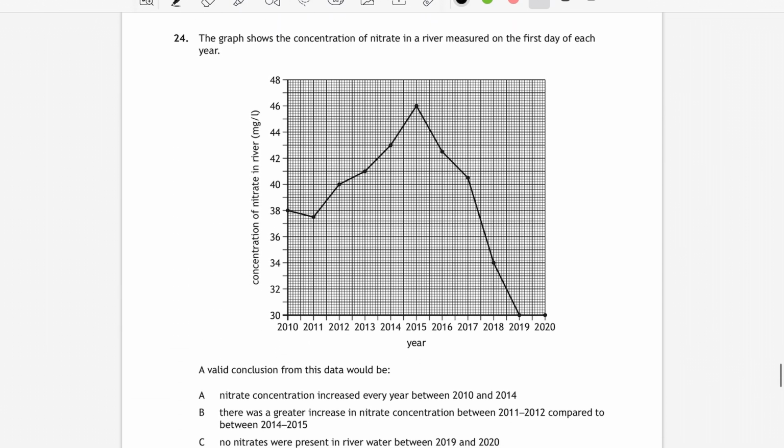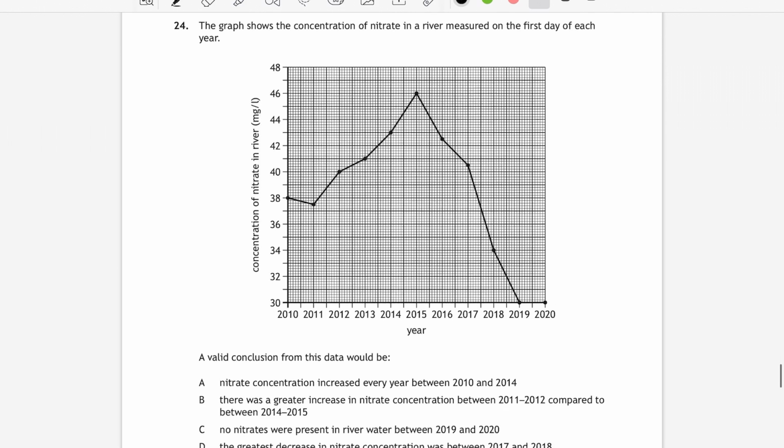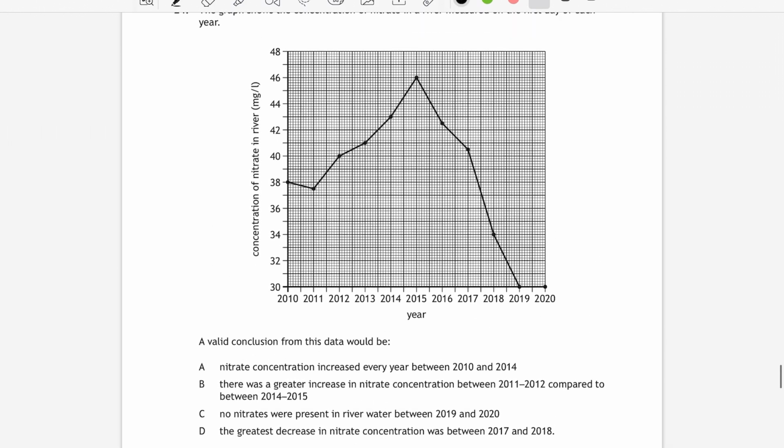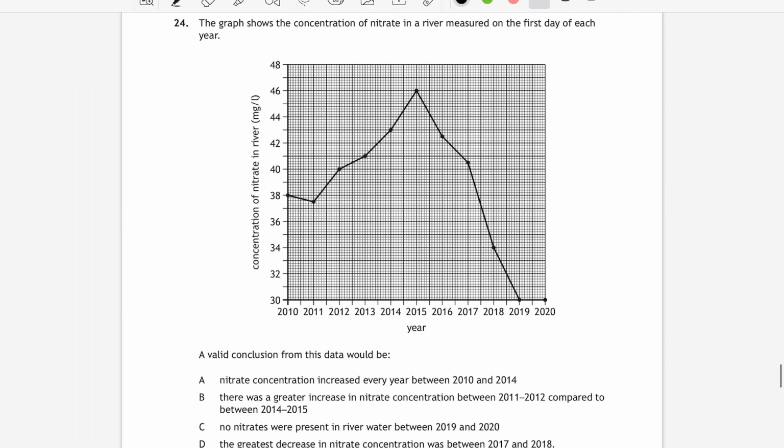Last two questions, so we're at question 24. The graph shows the concentration of nitrate in a river measured on the first day of each year. A valid conclusion from this data would be what? So if we're looking here, we'll pause it for a moment and have a think.